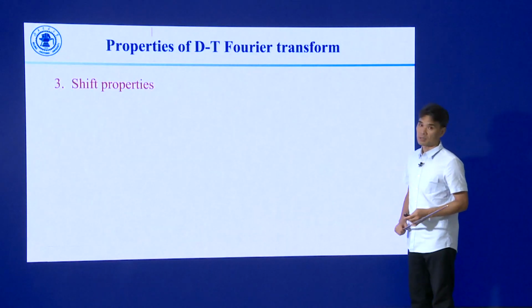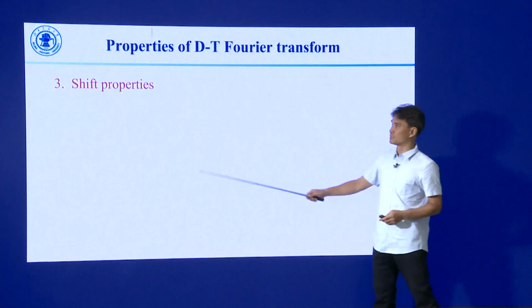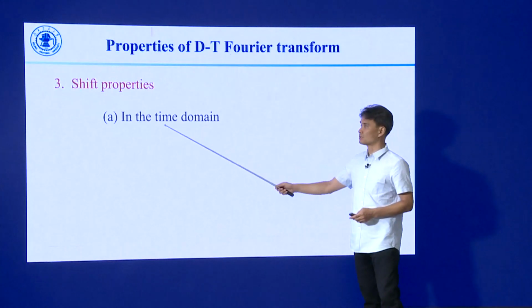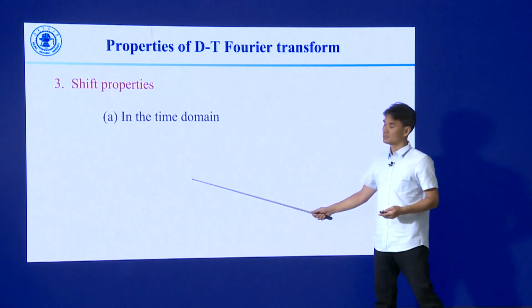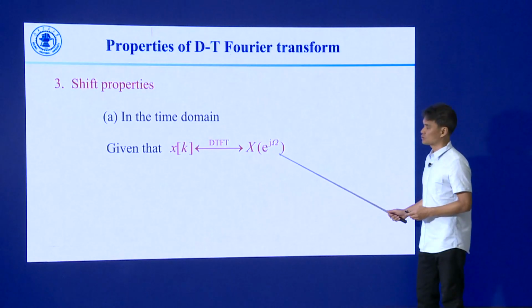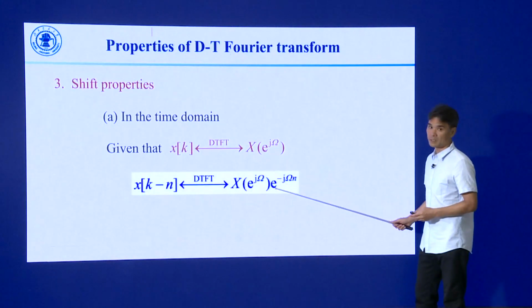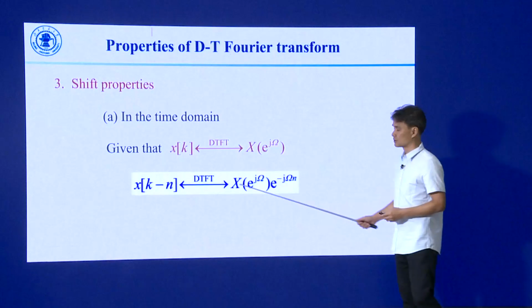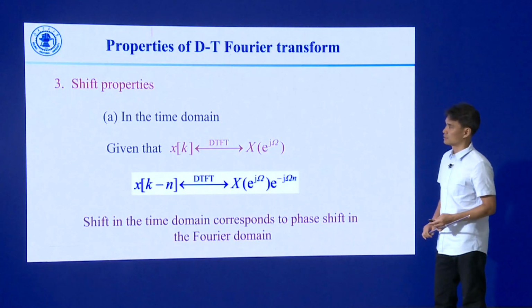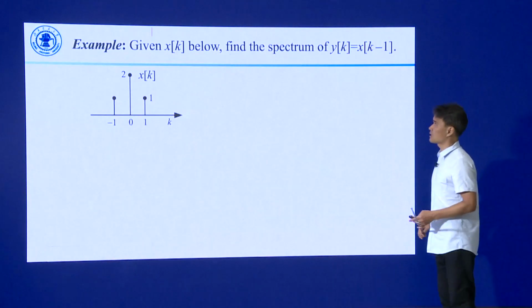The third property is the shift properties. The first one is time shift. Time shift will cause phase shift in the frequency domain. Time-frequency correspondence.